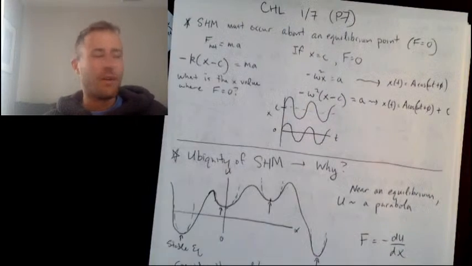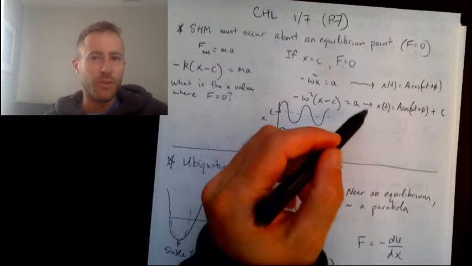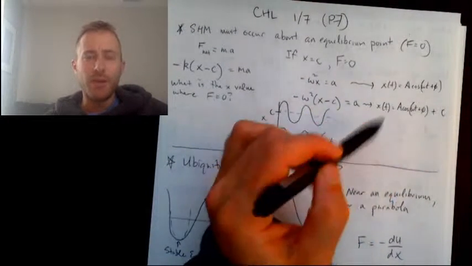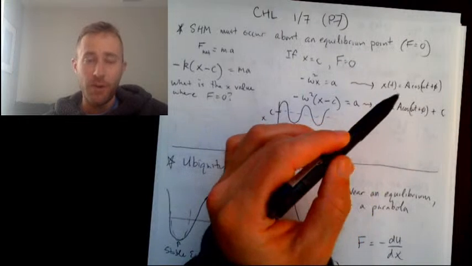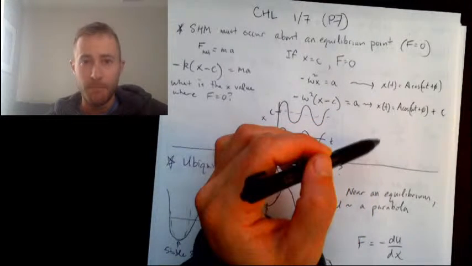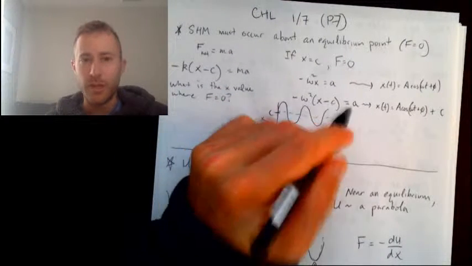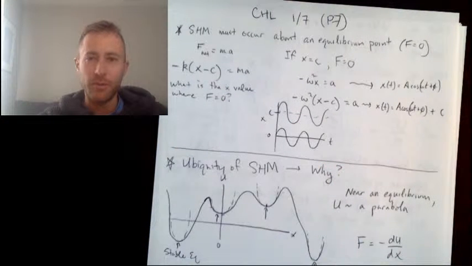Now, here is the general solution for simple harmonic motion. What parameter here determines how far you go from equilibrium? What determines the size of these swings? How far you go from equilibrium? Type it in the chat if you know.